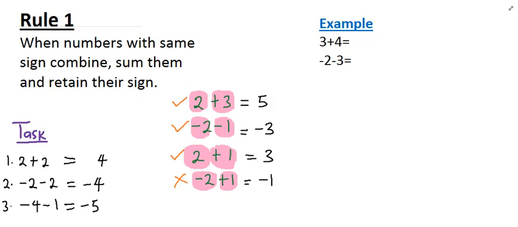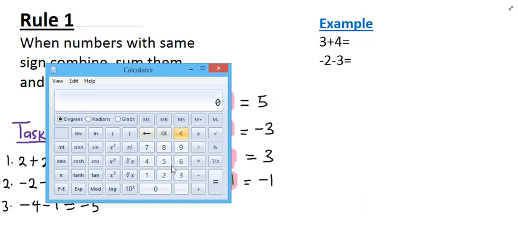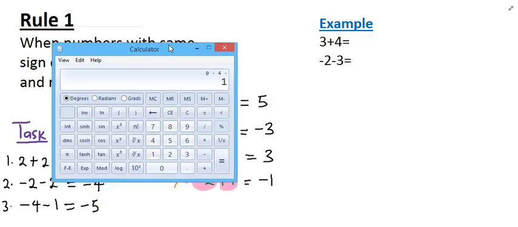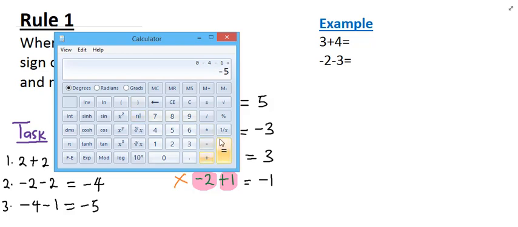Okay, I think we can use a calculator to help us. So let's have minus 2 minus 2. Sorry, I made a mistake. Minus 2 minus 2. What are we having? Minus 4. Makes sense, right? Okay, let's have minus 4 and minus 1, just like we are having here. What is it giving us? Minus 5. Okay, I just added positive, but that's the same thing.